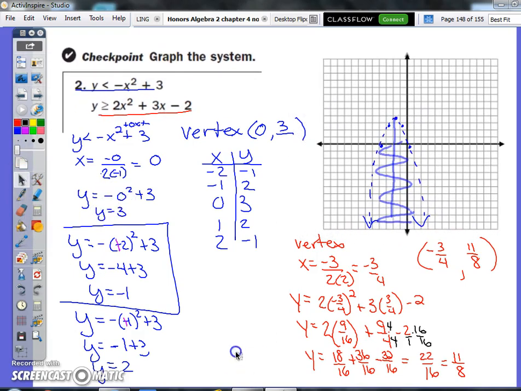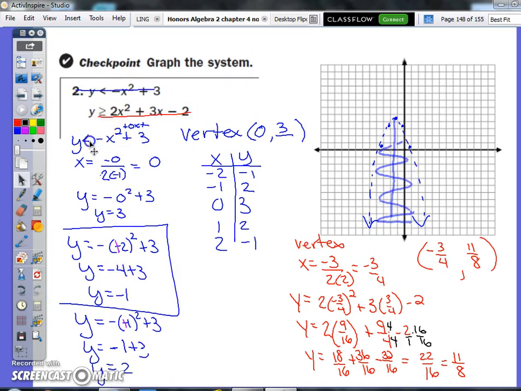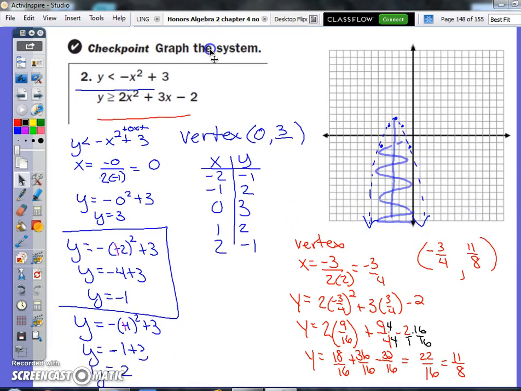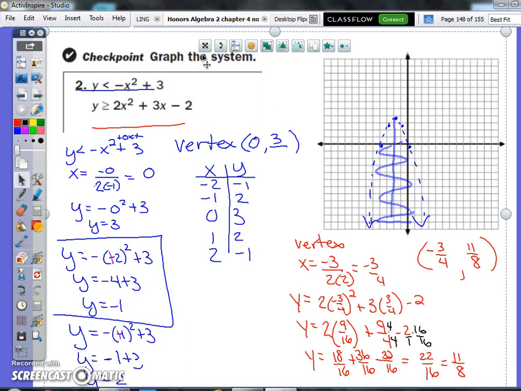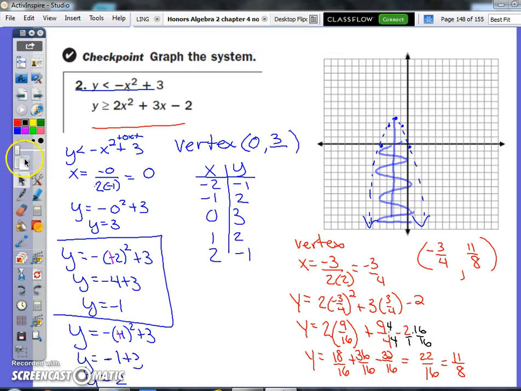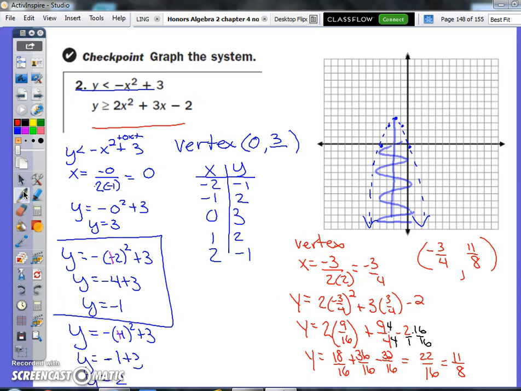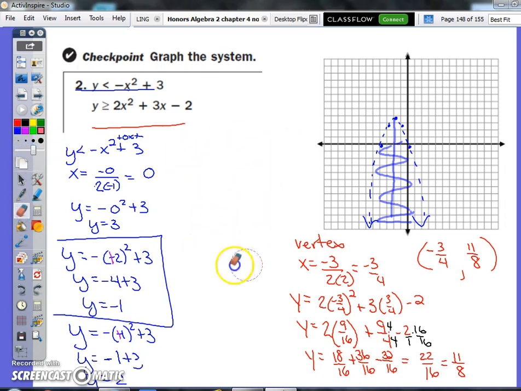So then we're gonna need to. I don't need that. I did want to kind of grab some of this. Wait a second. Let's go back. You're going to have to get myself some space, and I'm going to make a T-chart. Now, negative 3/4 and 11/8.